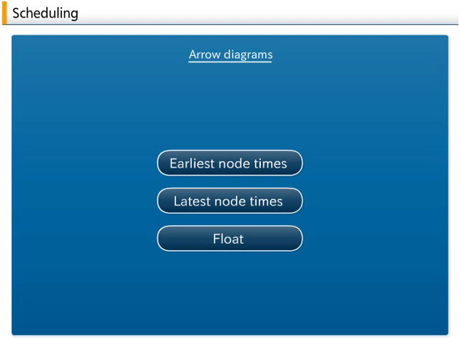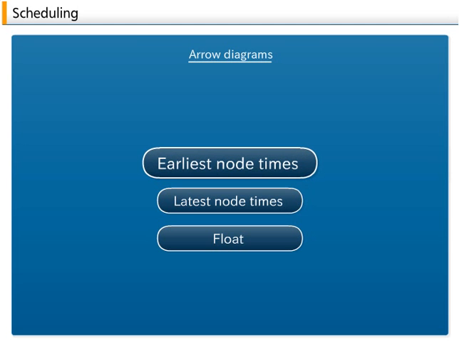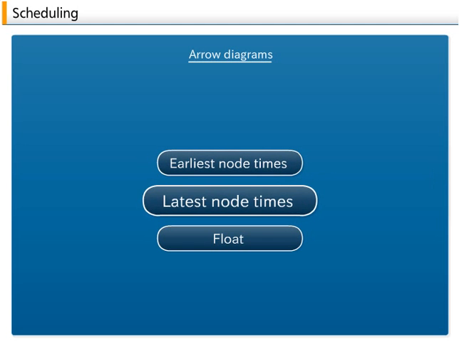Next, the following times, or number of days, are managed using arrow diagrams. Earliest node times. Latest node times. Float.